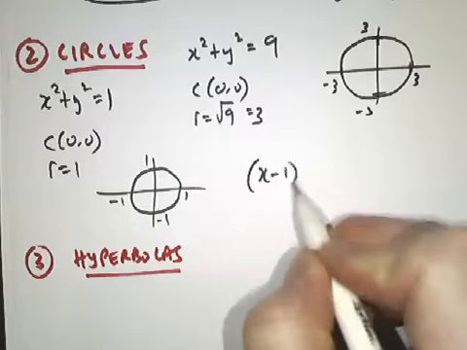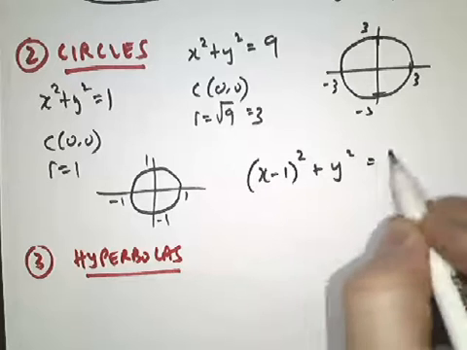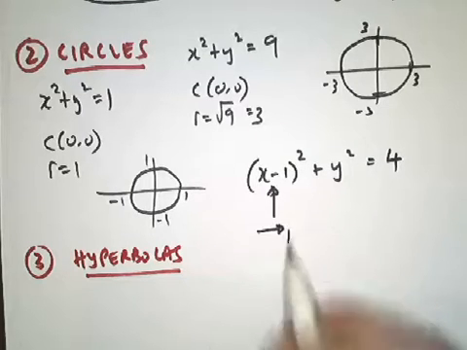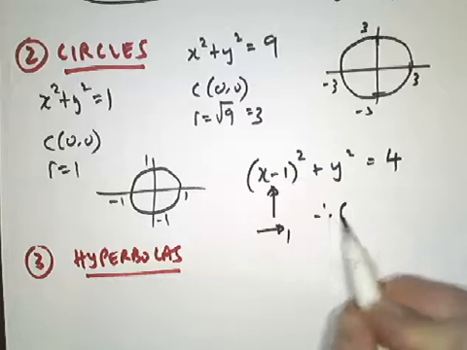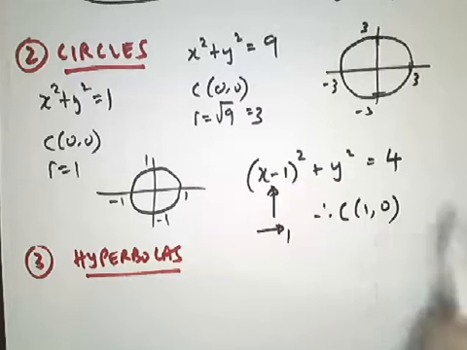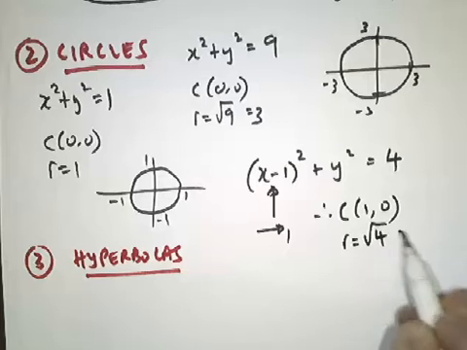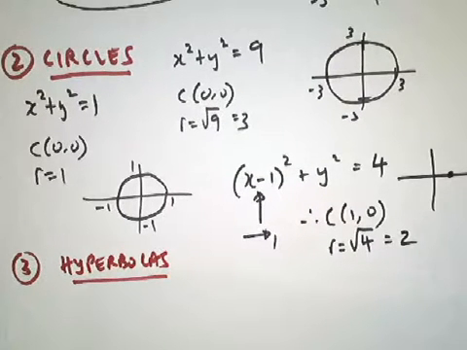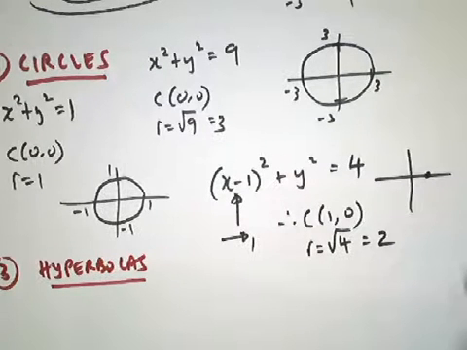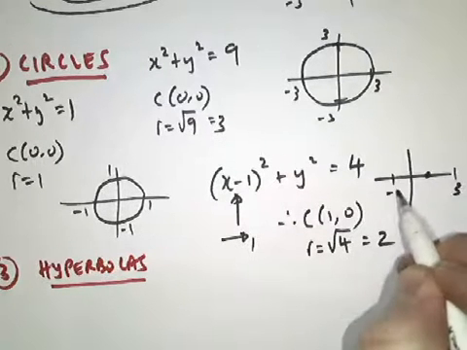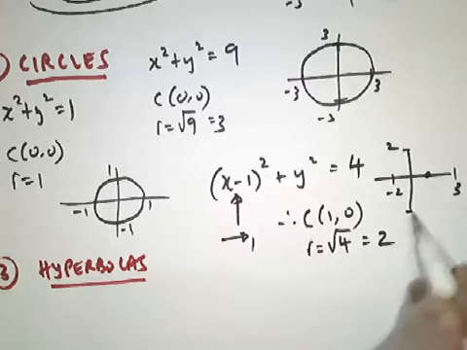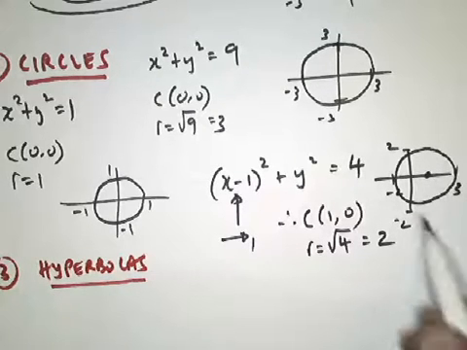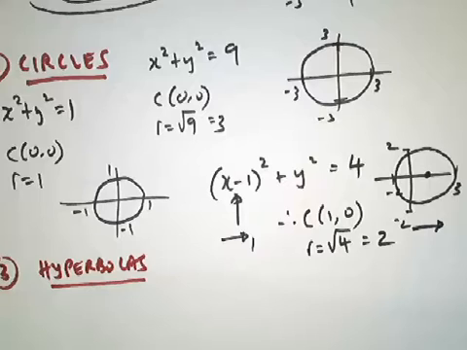If this is shifted, it's been moved to the right 1 unit. Therefore the centre is at 1, 0, and the radius is the square root of 4 or equal to 2. Therefore what does it look like? There is the centre. It goes across to 3, goes across to -2, goes up to 2, goes down to -2, and that's what my circle is going to look like, being moved over 1 unit to the right.